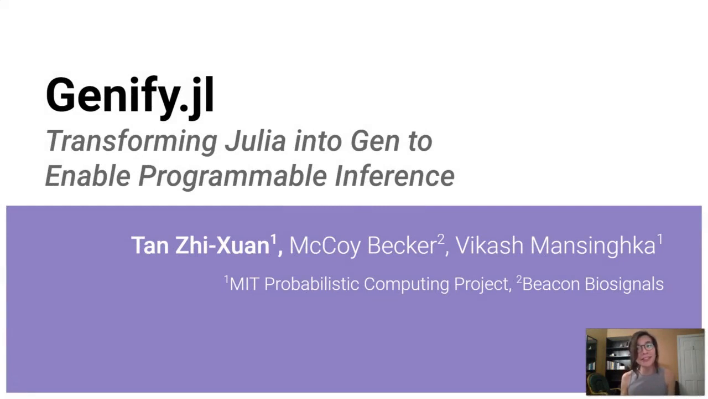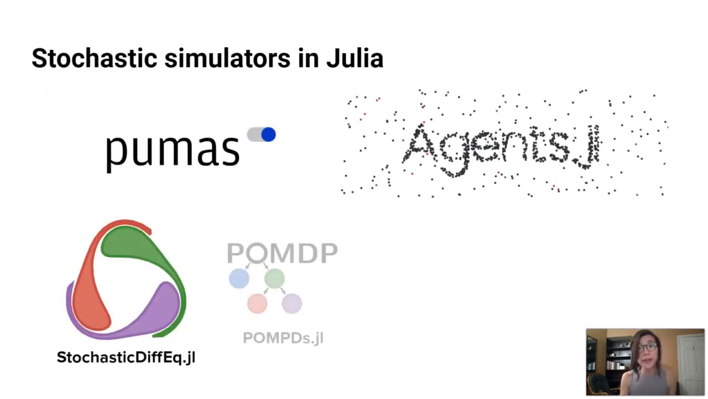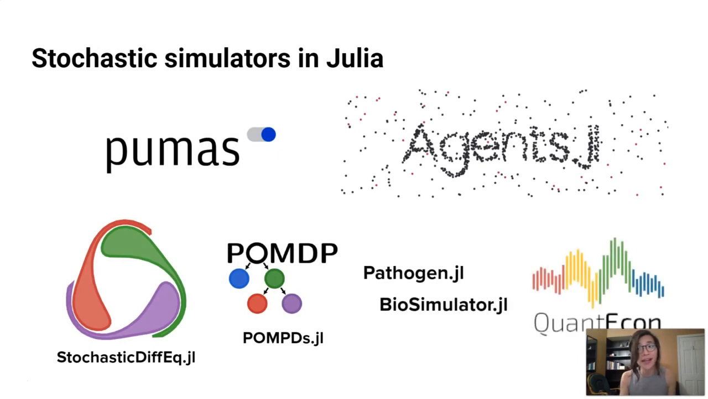Today I'm excited to be sharing some work with McCoy, Becker, and Vikash Mansinghka on Genify, transforming Julia into Gen to enable programmable inference. There exists a wide variety of stochastic simulators written in Julia for the purposes of modeling natural or social phenomena. These simulators are really useful for studying the behavior of probabilistic phenomena. In addition, they're often highly performant due to Julia's language design.